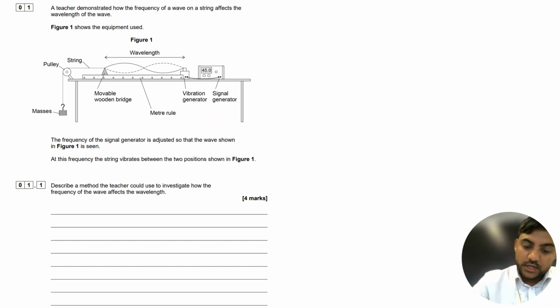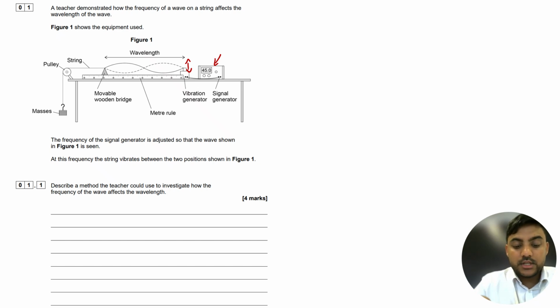Here is a signal generator, and that signal generator produces a frequency which goes to the vibration generator. The vibration generator moves up and down, and that causes the string to move up and down. The wooden bridge that is movable is used to adjust the string so that a full wavelength is shown. The string is taut, that means it's pulled tight using the masses on the other side.